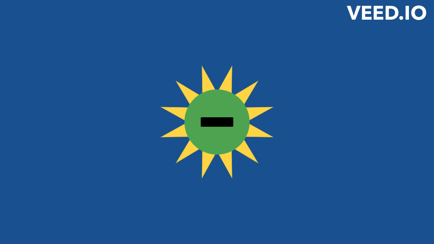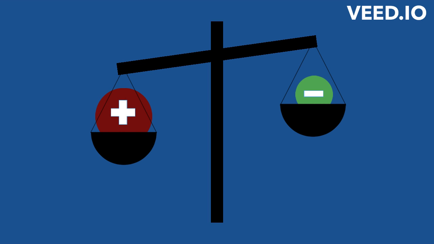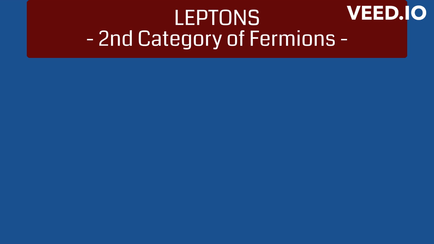Now let's see how electrons fit into the picture of fermions. It turns out that the electron itself is a fermion. That's right. Electrons are far less massive than a proton, so much so that they are considered fermions themselves. However, they fit into the second category of fermions, called leptons.